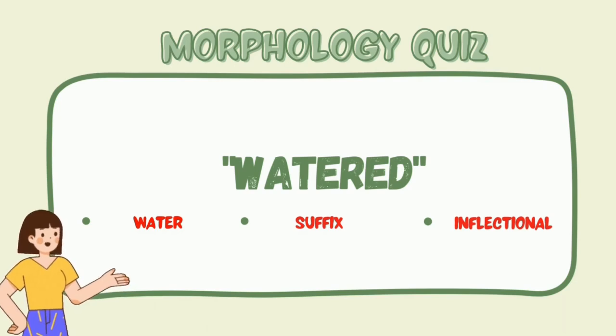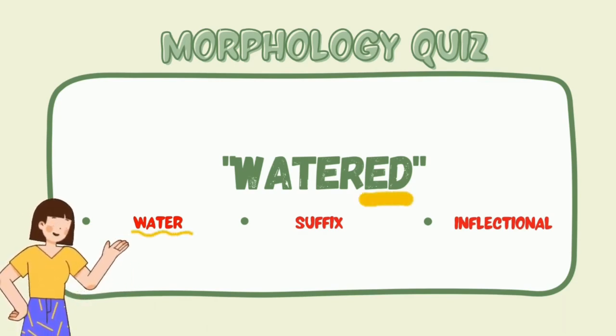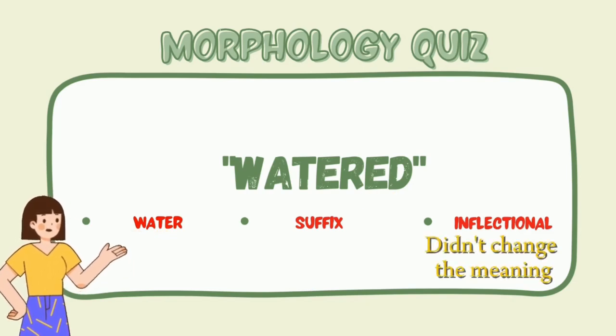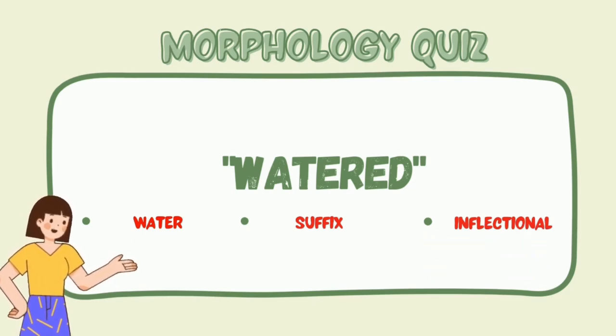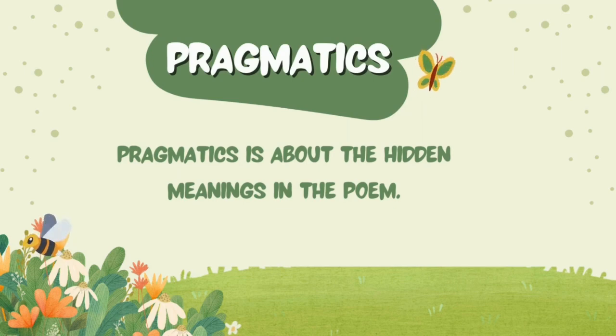The root word is "water". The suffix "-ed" is an inflectional morpheme because it only changes the tense of the word without creating a new word or changing its class. Great job, guys! Next is pragmatics.